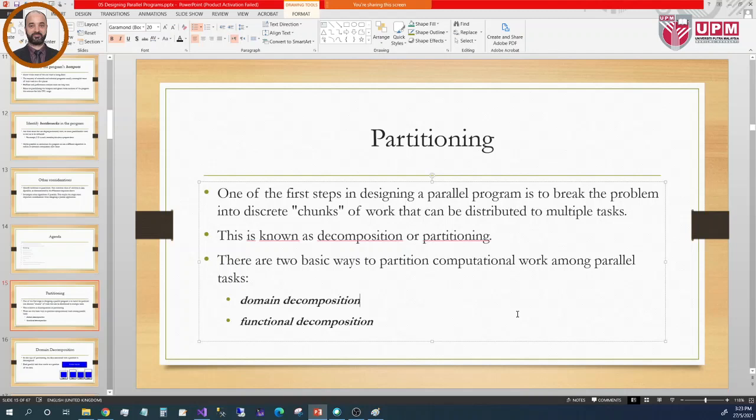The second is based on the function. Based on the function, you can say let us calculate taxes first. Then after that, let us calculate the allowances in a different thread, and after that we may combine things together in another thread. So this is based on the function. Is that clear, guys? Yes, doctor. Okay, good.